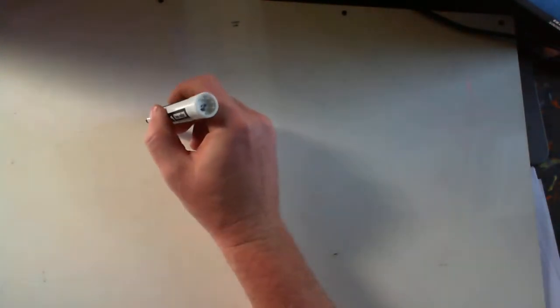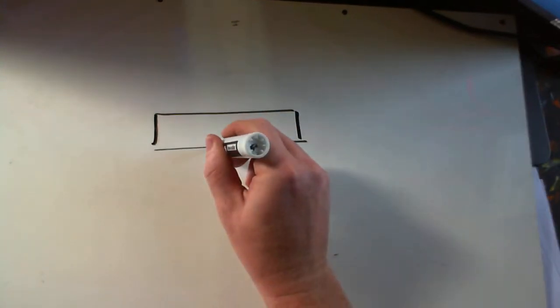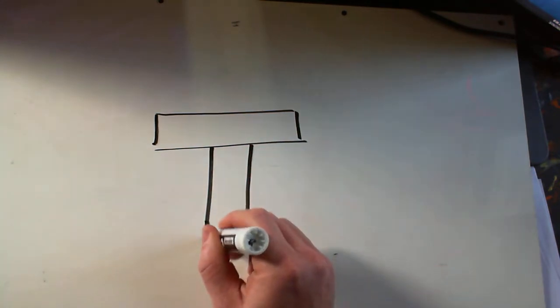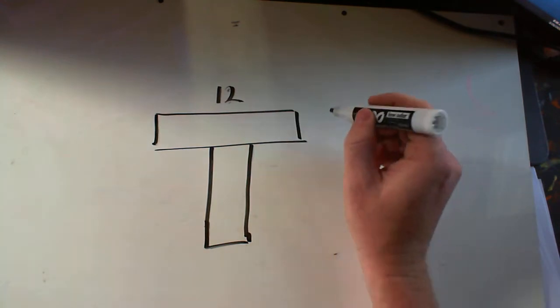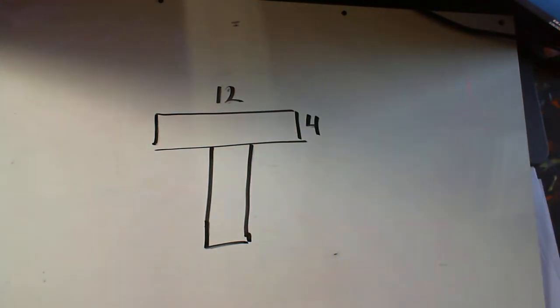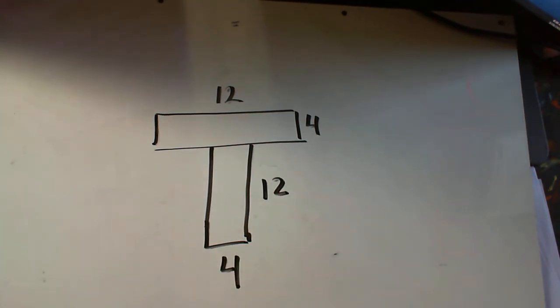Okay, so now we're going to look at a slightly more complicated shape, and this is just going to be a shape that has two rectangles stacked on top of each other. So what we're going to have in this problem is a rectangle there, and it's going to have this T shape. The dimensions will be 12 by 4 for the first rectangle and 12 by 4 for the second rectangle.